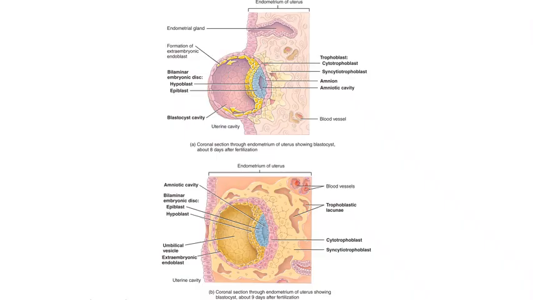And since human embryos receive their nutrients from the endometrium, the umbilical vesicle is relatively empty and small. It decreases in size as development progresses. Nonetheless, the umbilical vesicle has several important functions in humans.